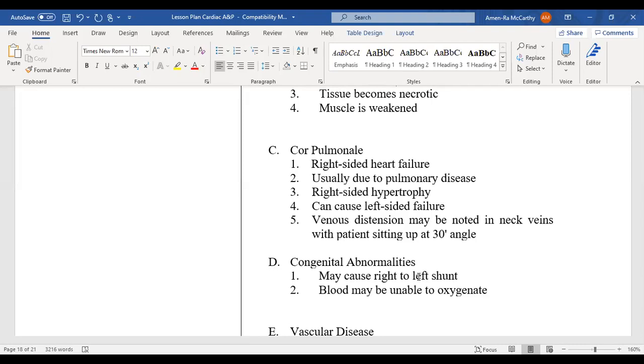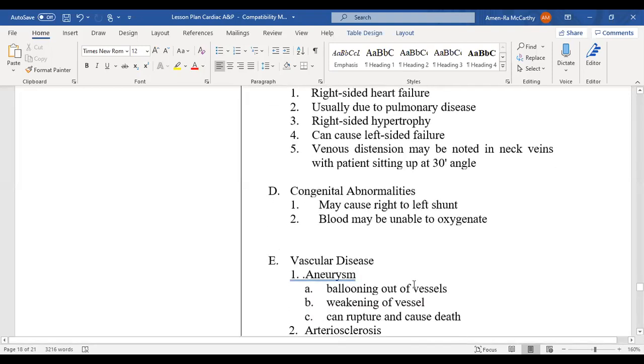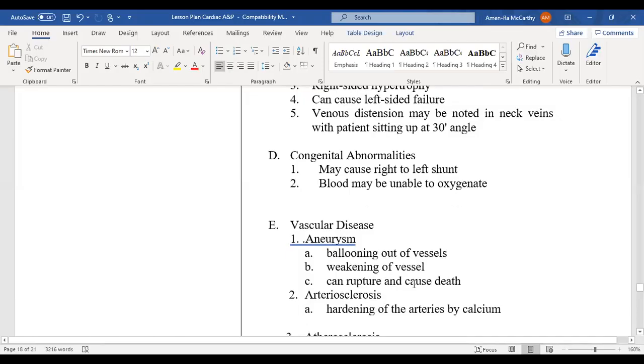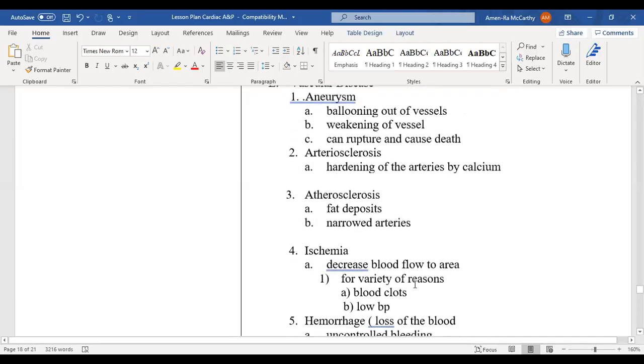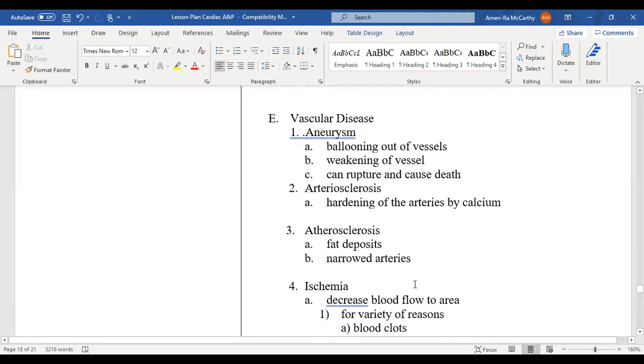All right, let's take a 10-minute break, come back at 2:10, and we will go into the vascular diseases. That's the diseases of the actual vessels, either the arteries or the veins. They have diseases as well. Okay, guys, we are now going to take a 10-minute break. I'm going to pause the recording. We will come back to vascular diseases when we return.